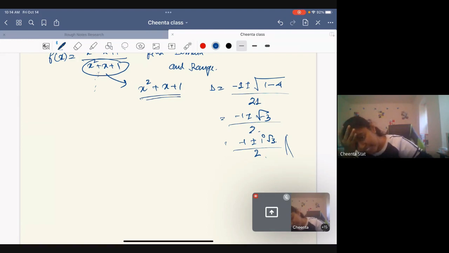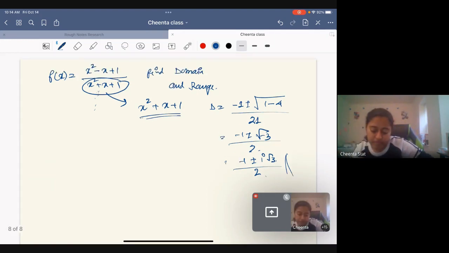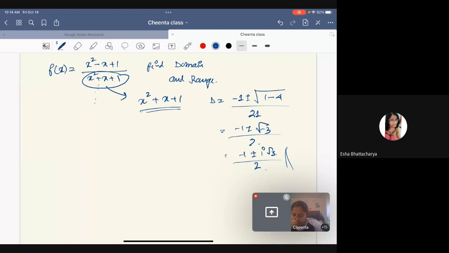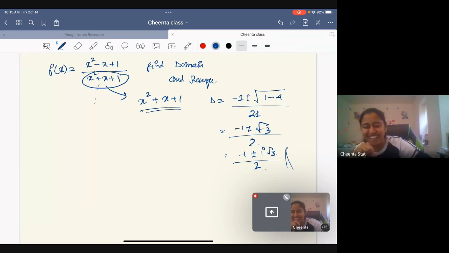Isha, why are you saying that it is 0 to infinity? What's your reason behind it? I thought that x square minus x plus 1 is less than x square plus x plus 1. Why 0 then? Can't it take any value? Yeah, of course.